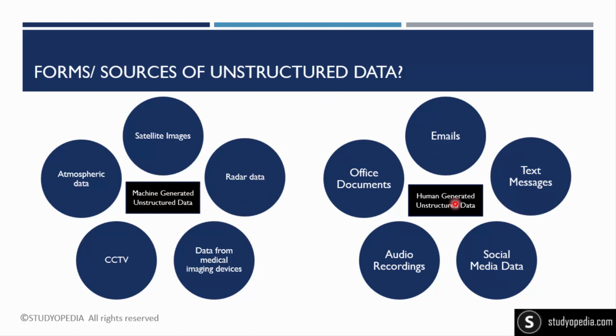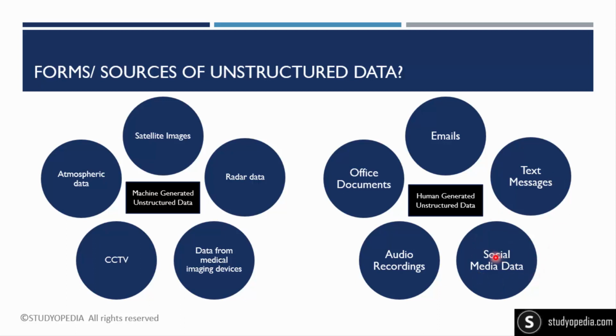Now coming towards human generated unstructured data, your email messages can include text, videos, images, so they cannot be structured properly. They go under unstructured data. Your text messages can also nowadays include GIF images, text, and other stuff. Like on WhatsApp you can share images also, videos also, so it comes under unstructured.